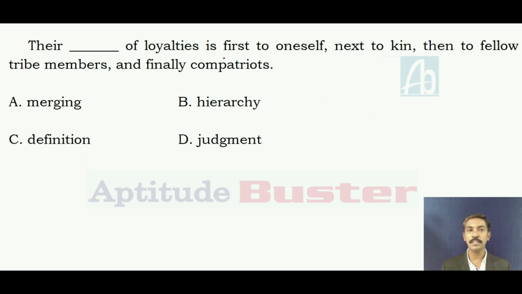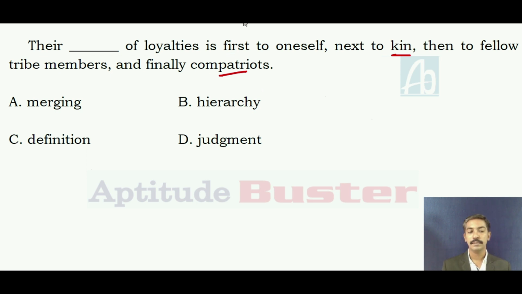The dash of loyalties is first to oneself, next to kin, then to fellow tribe members, and finally compatriots. We have read the sentence, and this question may pose a challenge. If you do not know the meaning of the words kin and compatriot, getting the contextual meaning of this sentence will probably be difficult. In that case, when you find it difficult to get the contextual meaning of the sentence, try to shift your focus to the given sentence structure.